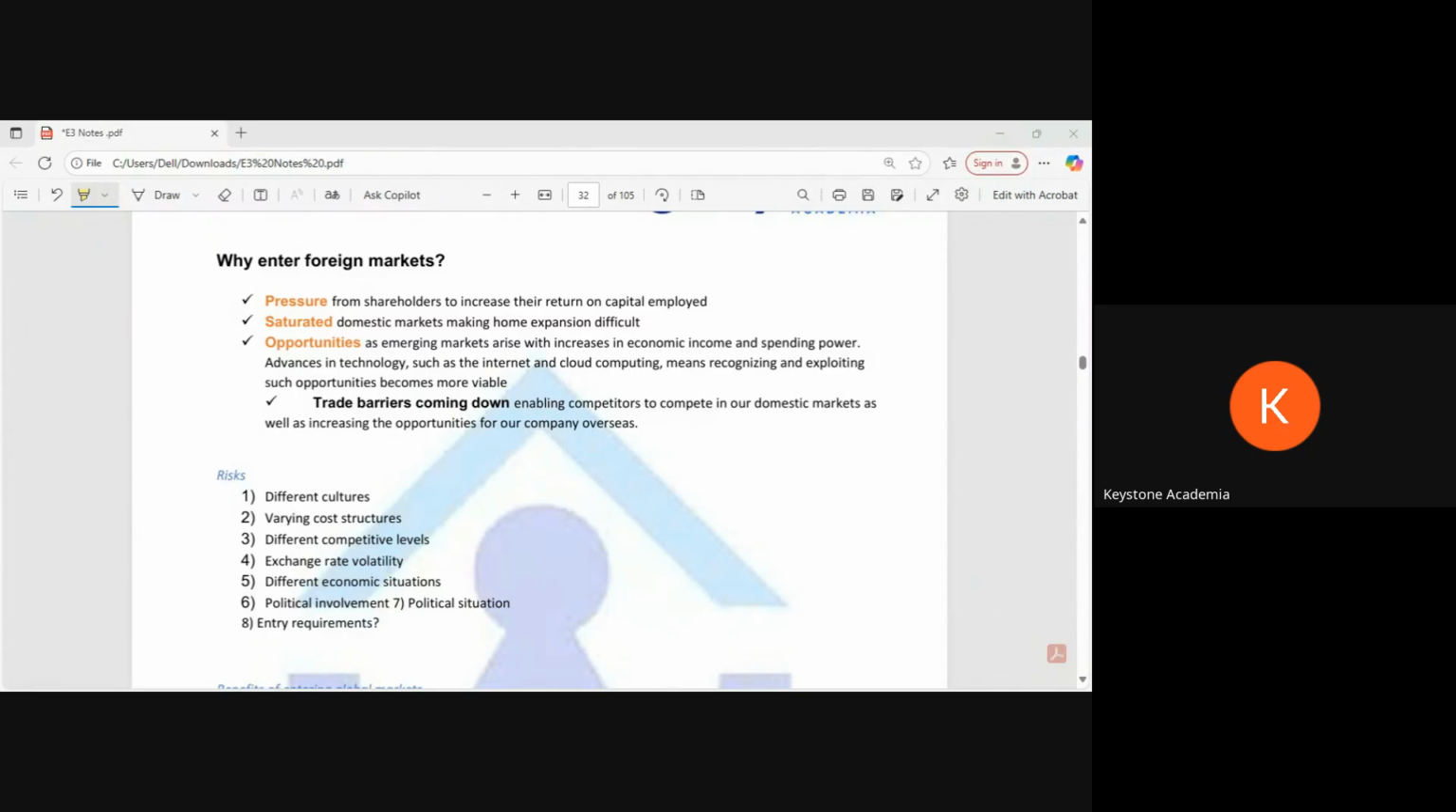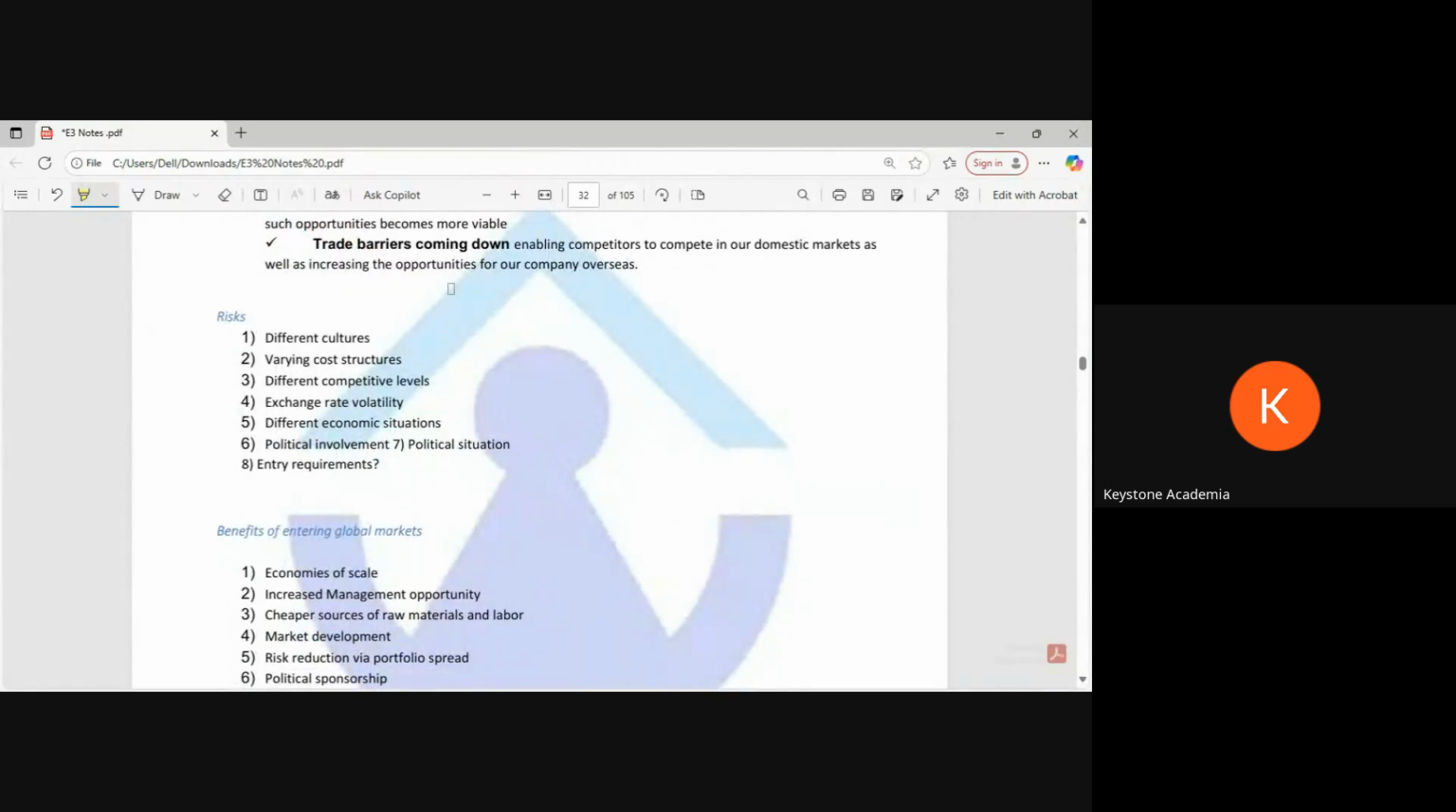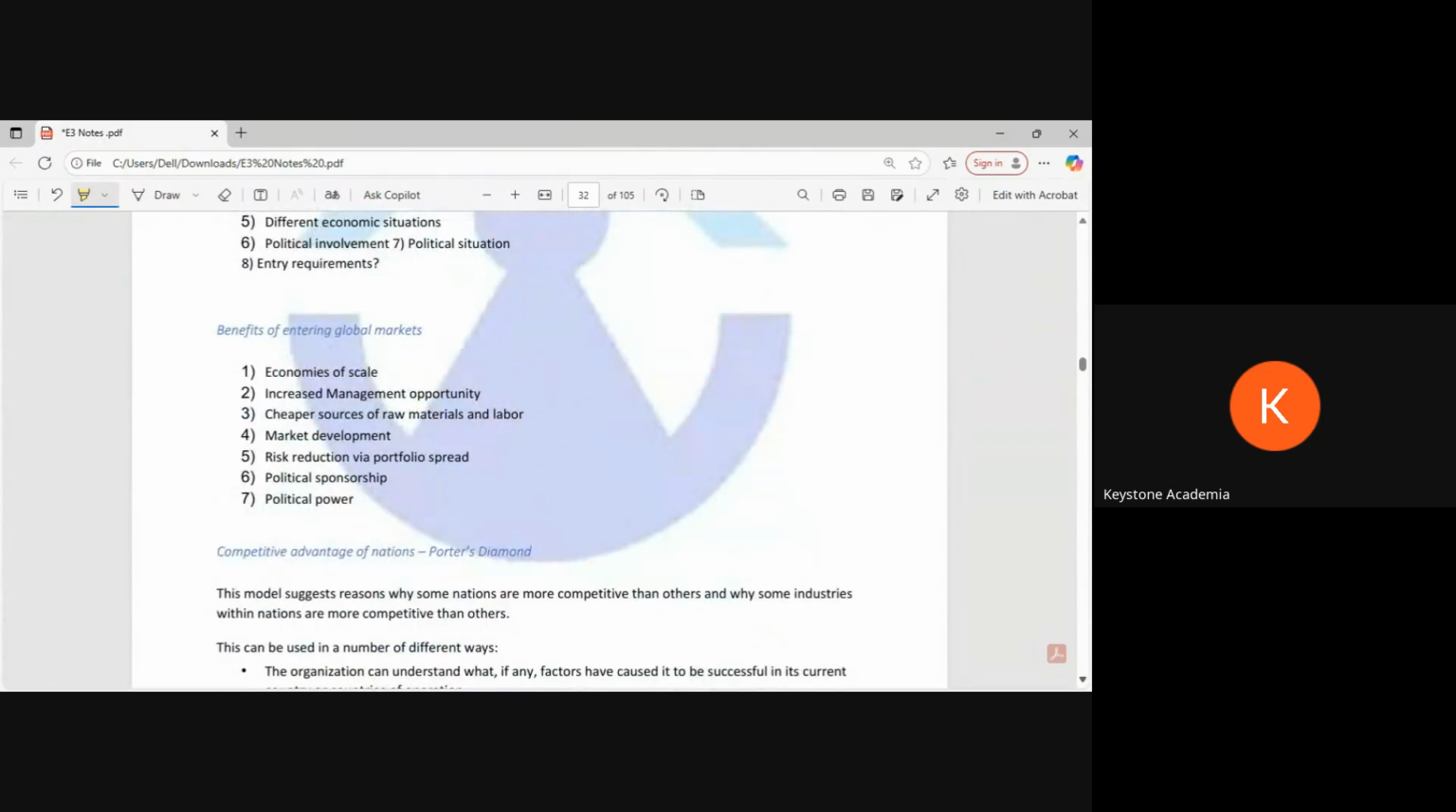Okay. Then looking at the risks of entering foreign markets, we have the risk of different cultures and varying cost structures. This is very similar to the other risks we discussed: exchange volatility, different economic situations, political involvement, entry requirements, and so on. Then the benefits of entering global markets: economies of scale and increased management opportunity. I believe most of that we are already doing.